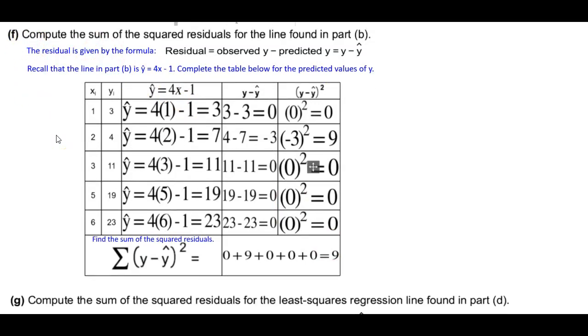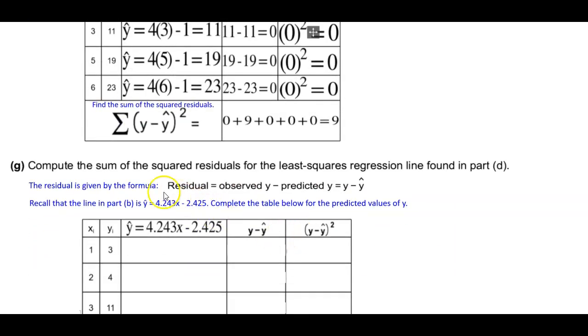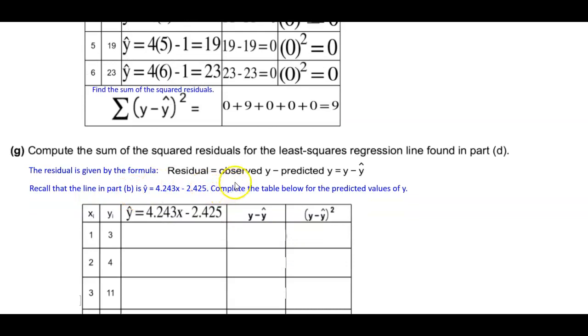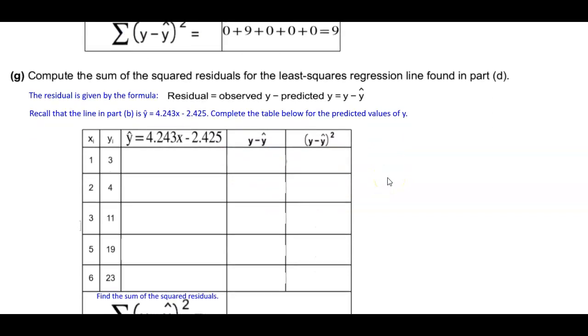Okay, next. Now what we want to do is compute the sum of the squared residuals for the least squares regression line that we found in part D. So again, the residual is given by the formula, the observed y minus the predicted y. And recall that the line that we found in part B was equal to 4.243x minus 2.425. So we're going to complete the table below for the predicted values of y. So again, the observed values of y are 3, 4, 11, 19, 23.